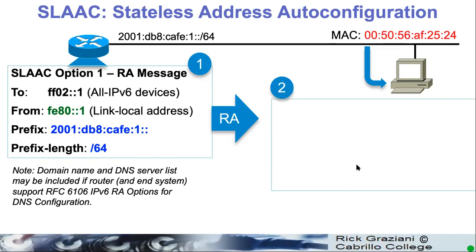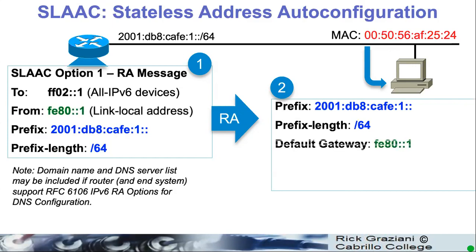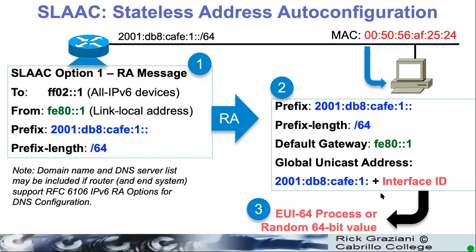The host receives this and says, okay, there's my prefix length. I'm going to use the source address, the link local address, as my default gateway. Now I need to create a global unicast address because that A flag is set to 1. I'm going to use the prefix and create an interface ID. As far as the interface ID, I can use the EUI 64 process or a random 64-bit value.